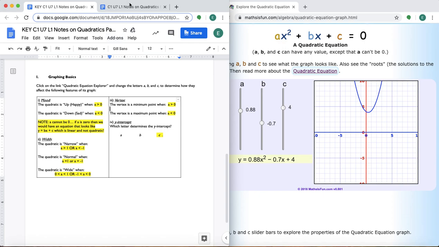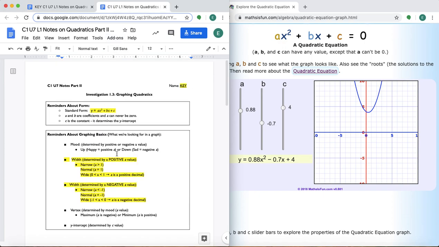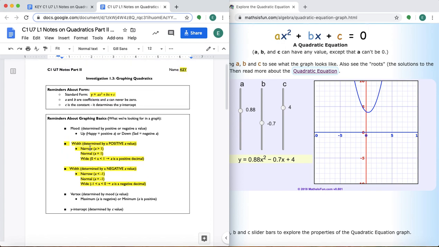Now that's a perfect segue into the second part of my notes. Now this is all a review of what we just did on the last note sheet.